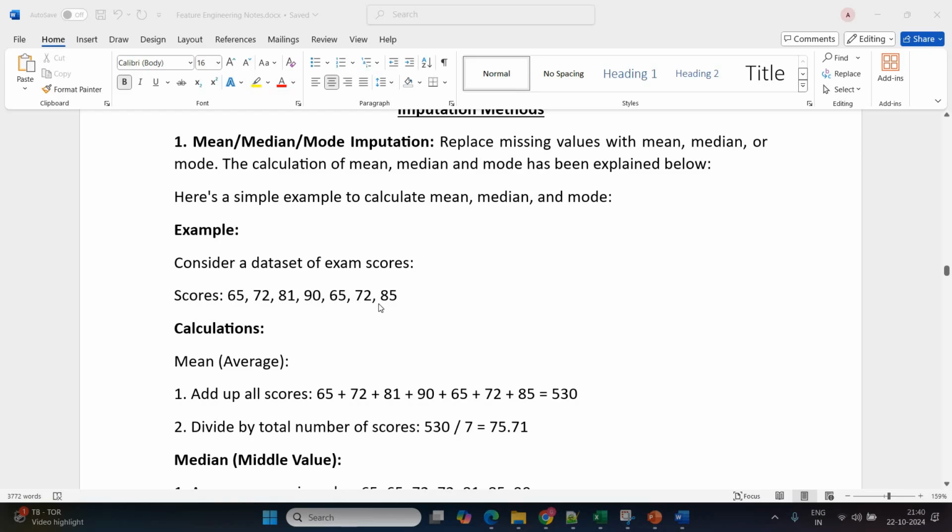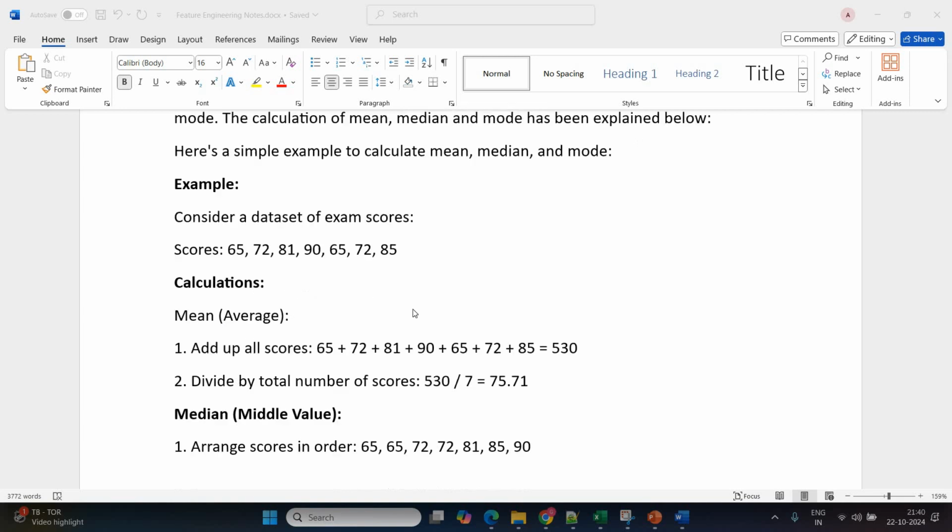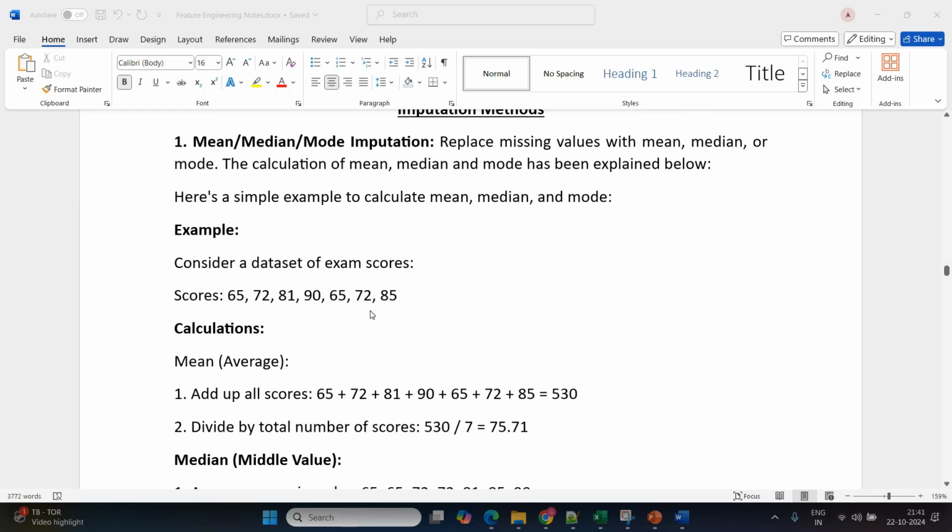Before we start, we should understand what the mean, median, and mode are. Consider this data, which is an exam score: 65, 72, 81, 90, 65, 72, and 85. Mean means you have to find the average. Average means the sum of all of these divided by how many numbers there are. These are 1, 2, 3, 4, 5, 6, 7, so you divide by 7. It comes to 75.71. This is the mean, and this is how the mean is calculated.